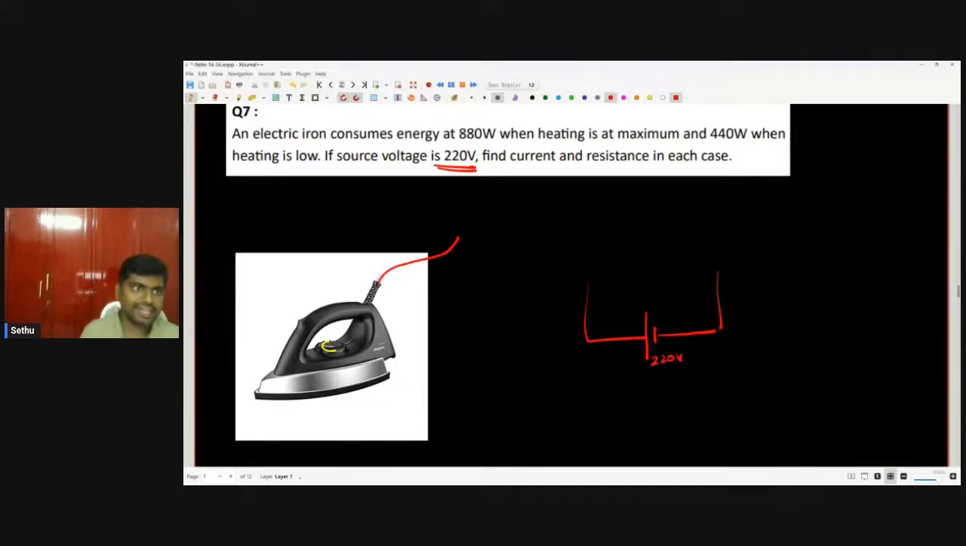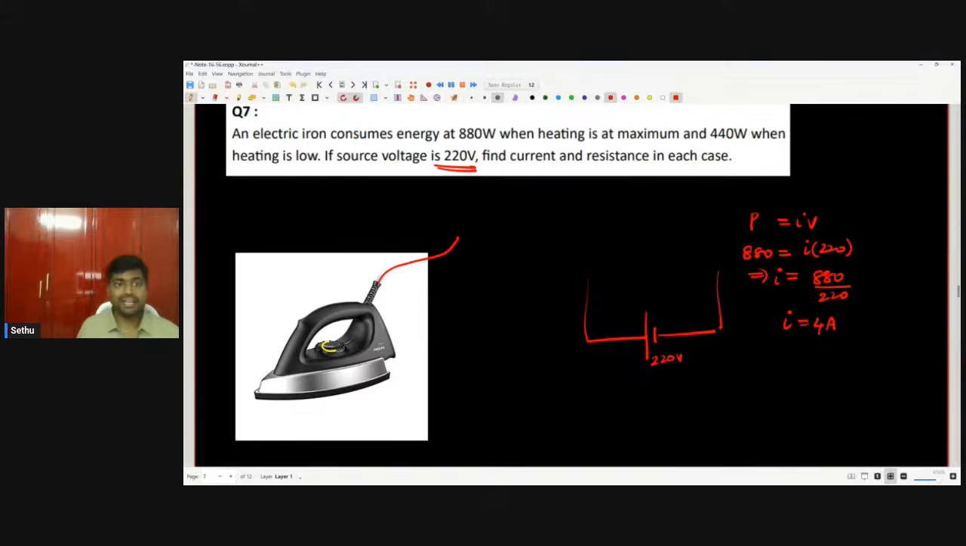Now, the idea is an electric iron consumes 880 watt when heating is maximum and 440 watt when heating is low. You know that power is nothing but IV, right? When the heating is at its maximum, the power is 880. 880 must be equal to I into 220. Right? From here, what do you end up getting? I must be equal to 880 divided by 220. So this is nothing but 4.